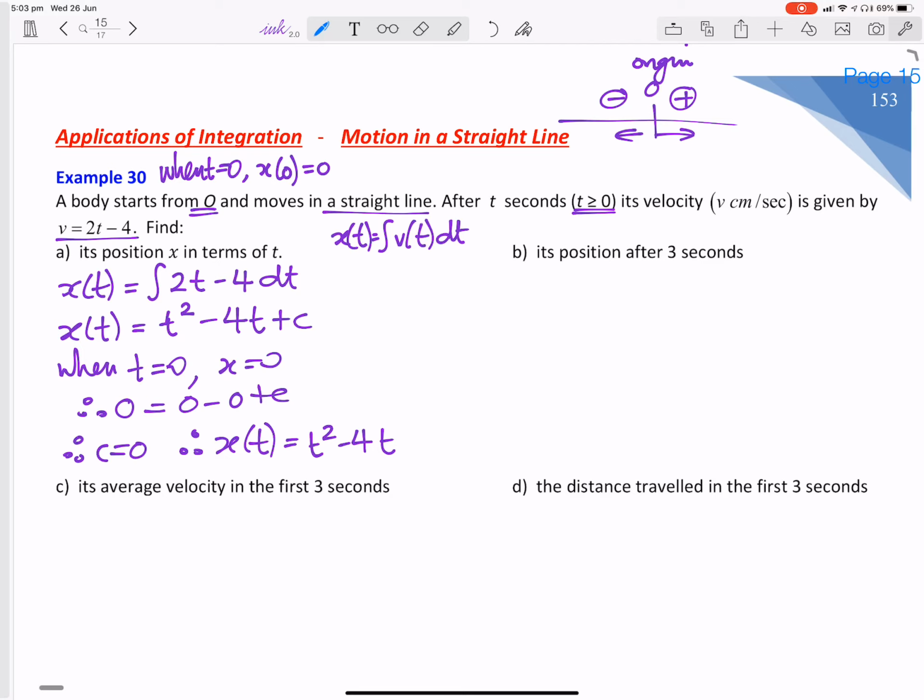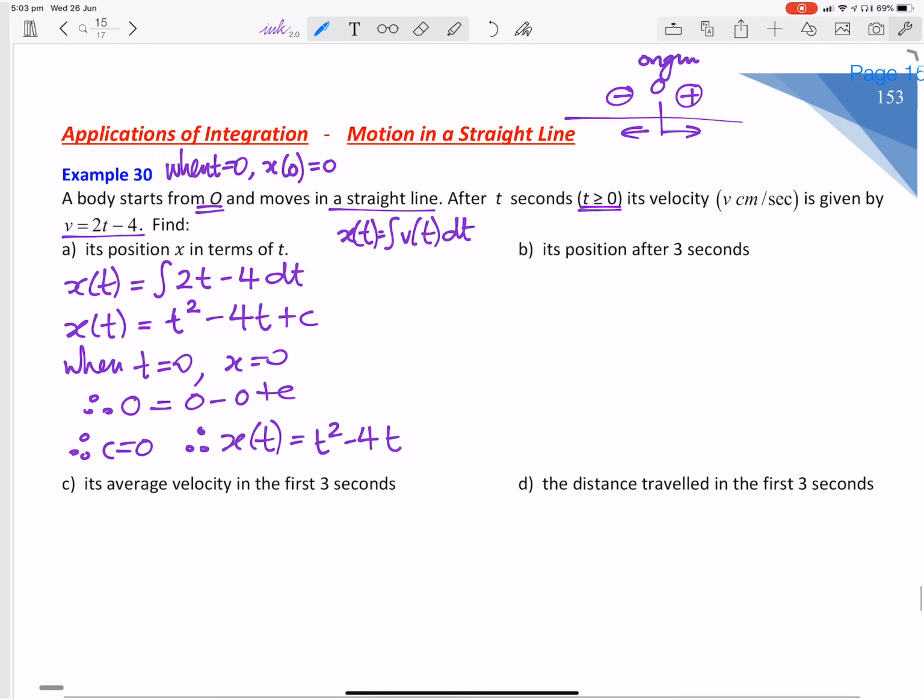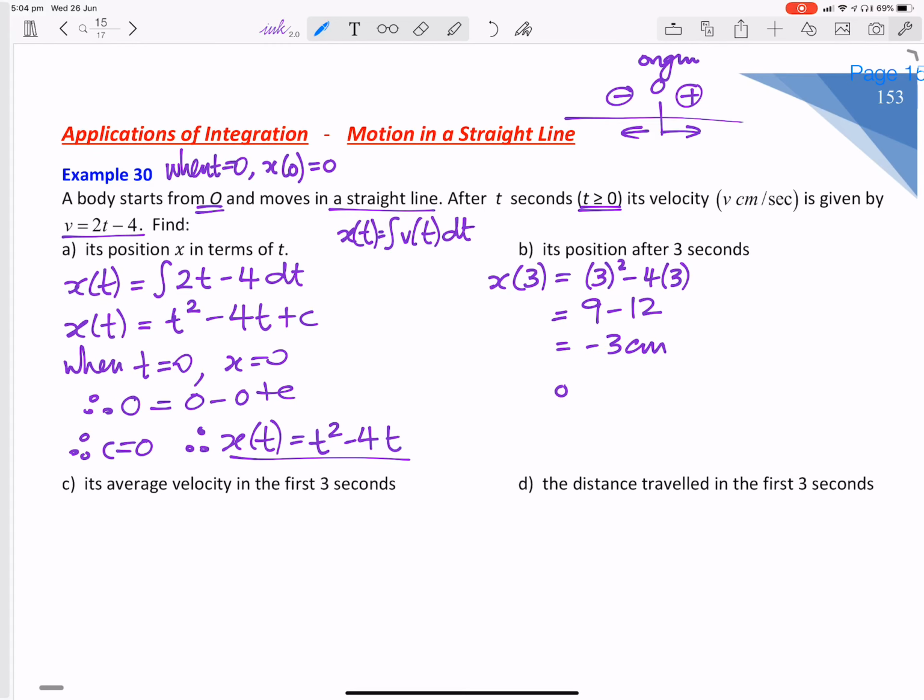Now, if we know that our position is given by x of t, and we want to know its position after 3 seconds, we say x of 3 is equal to, wherever we've got a t, we replace it with a 3, so 3 squared minus 4 times 3, 9 minus 12, which is negative 3 centimeters, or 3 centimeters to the left, because remember it's negative, of the origin.